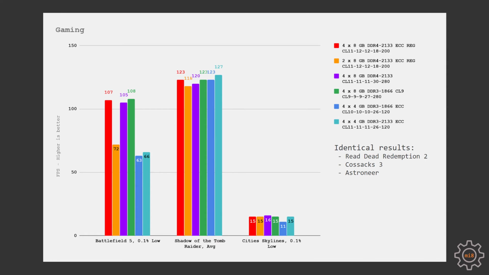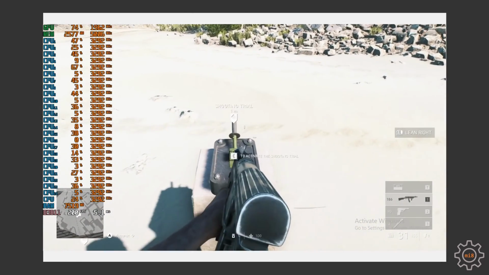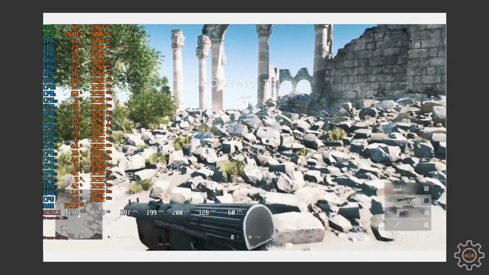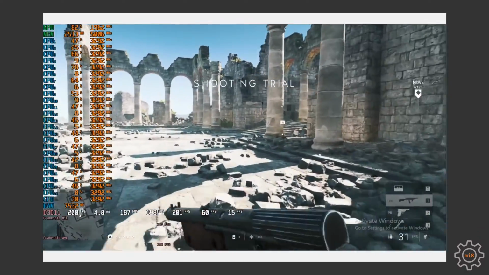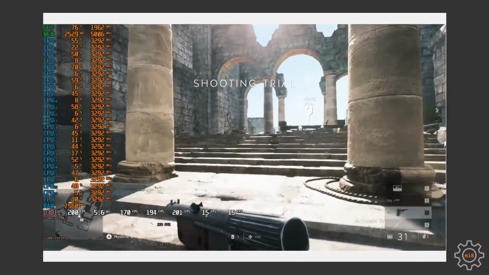Battlefield 5, Shadow of the Tomb Raider and Cities Skylines are three games which had some kind of a meaningful difference. Battlefield 5 average, mean and max values are almost identical between all the tested configurations, but 0.1% low results are a little bit interesting. For example, systems with just 16GB of RAM are having some sudden drops.